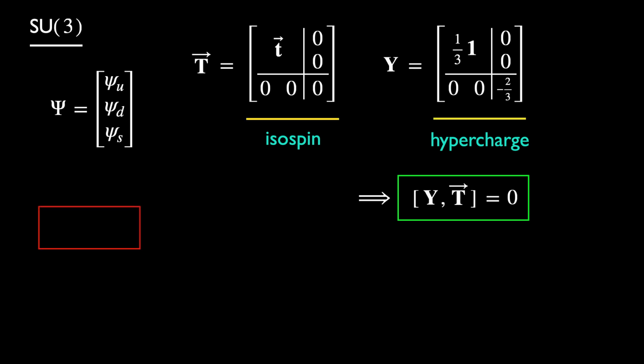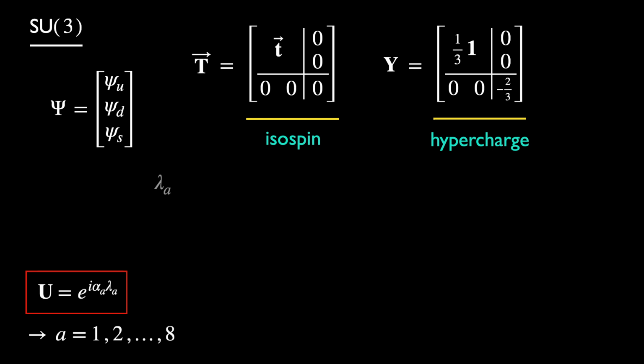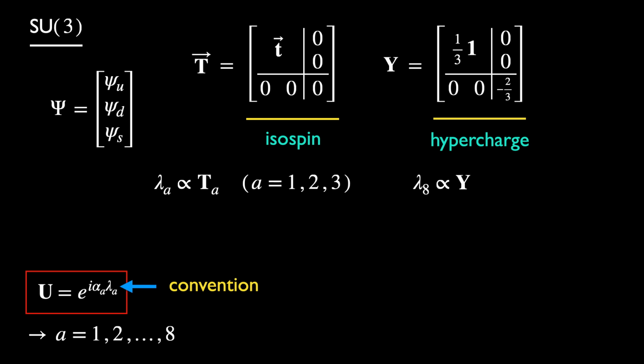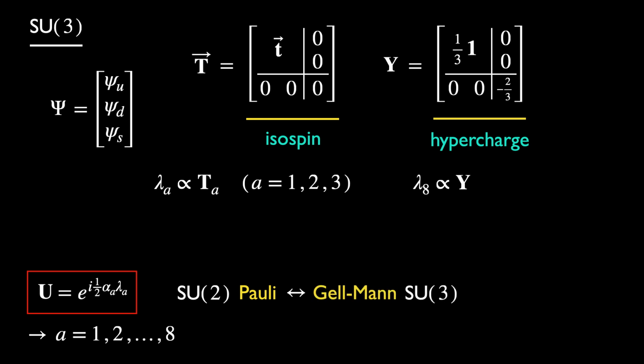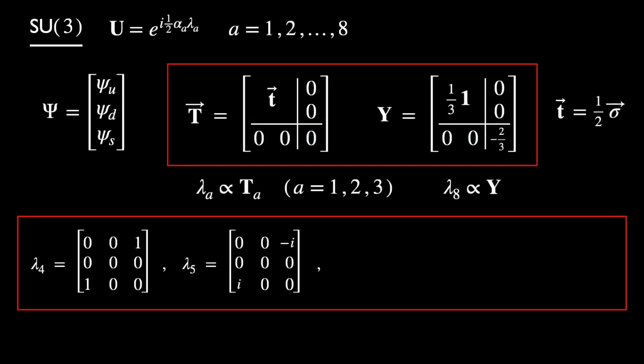The hypercharge and the 3 components of isospin are among the 8 generators of SU3. Lambdas 1 to 3 are proportional to the isospin generators, the 8th to the hypercharge. Let's write the unitary operator by the usual convention in terms of the generators. The lambdas are the Pauli matrices for the SU2 and the Gell-Mann matrices for SU3. For completeness, here are the rest of the Gell-Mann matrices.